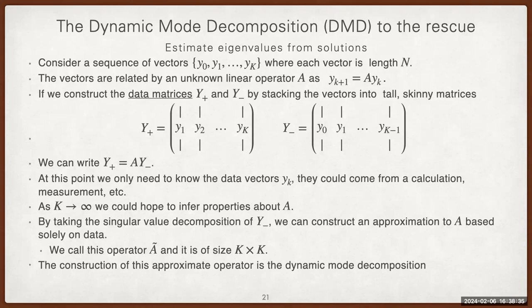Okay, so what we do is we take this y minus matrix and we do what's called a singular value decomposition. It's a very common operation in data science. And we take that singular value decomposition and we can construct an approximate operator that is called A tilde from the data alone. So we just take the data and, using the singular value decomposition, we construct an operator. And we need to know nothing about the coordinates. It's a purely data-driven approach to figuring out this operator A. And so the data could be from measurements of a detector inside of the system, or it could be from our simulation, whatever it is, we're inferring this approximate operator A. Okay, and that approximate operator and the construction of it is called dynamic mode decomposition.